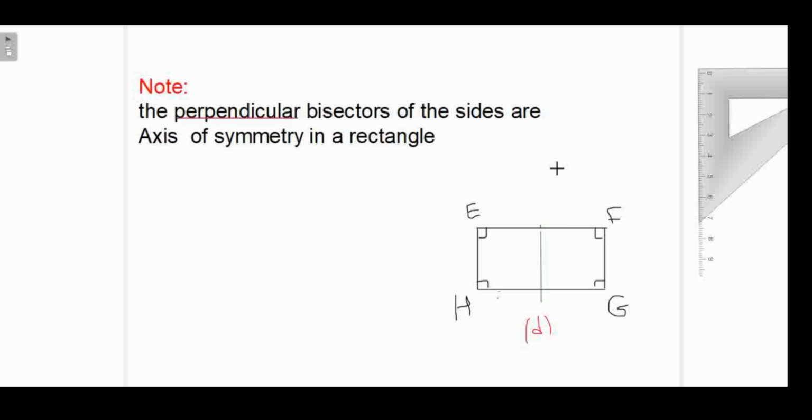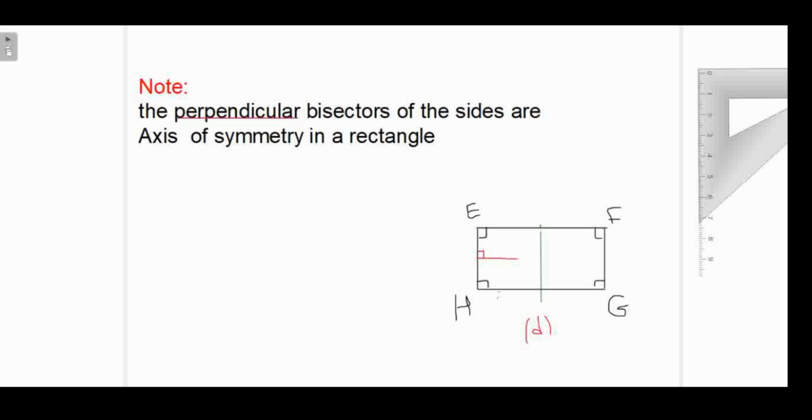So D is the mirror, and the distance from E to this mirror is equal to the distance from F to this mirror. And also H is the symmetry of G with respect to this line D. Okay, and this applies for all the sides. So if we draw here the perpendicular bisector of this side, at the midpoint, and draw a perpendicular, and also for this side and this side, they will be the axes of symmetry of the rectangle.